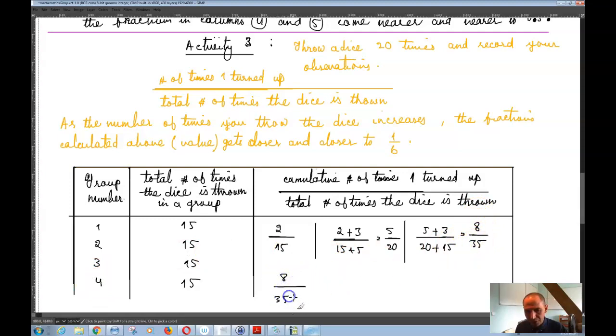When we get to group 4, I already have 8/35ths. I throw the dice another 15 times, and let's say that I get another 4 ones, and so I get, for example, 12/50ths. So as you can see here, 2/15 is the same thing as 0.113. This is the same thing as approximately 0.133.